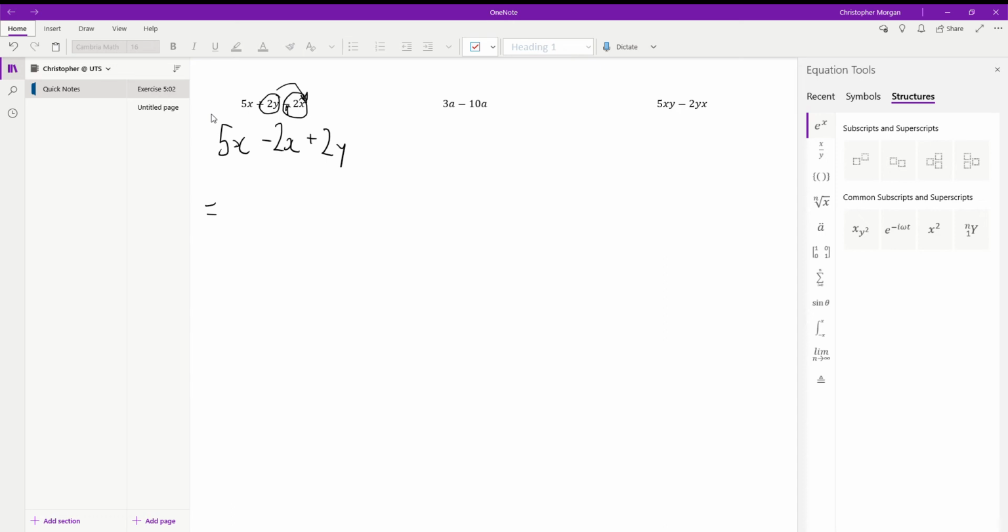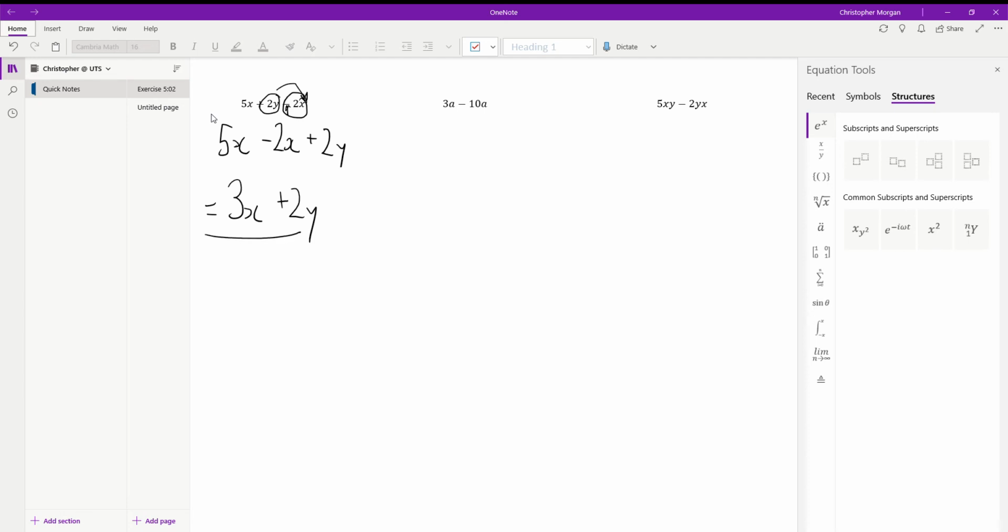I will be checking. Alright, so we've got 5x minus 2x. They have the same letter, so we can just do the simple subtraction. 5x minus 2x is 3x. And what have we got left? Well, we've got the plus 2y, so that just goes on the end. Can we go any further? No, because we can't add x's to y's. So there we go, that's the answer right there.